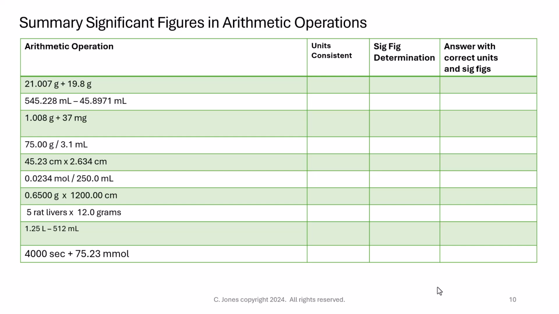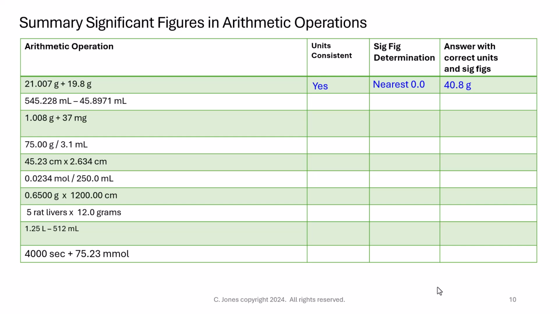Okay, so you notice I set this table up to help ensure that you check for the consistency of units. So are the units consistent? Yes. Sig fig determination: the 19.8 has 1 place past the decimal, so it's going to be the nearest 0.1. The correct answer with the correct number of sig figs would be 40.8 grams.